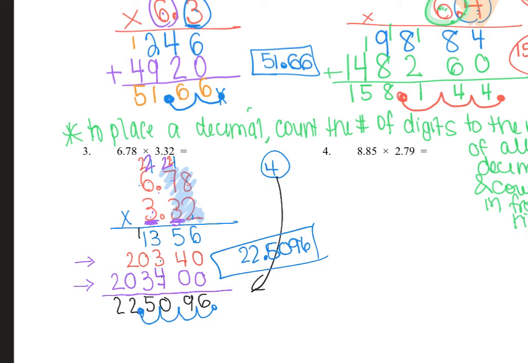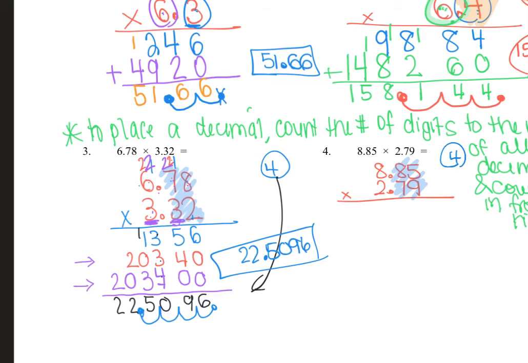All right, number 4. We have 8.85, 2.79. Again, remember I'm not lining up by decimals. I'm lining up by their right sides. Counting the number of decimals I have to the right, again, that number is 4 for this one. And now I'm ready to go.